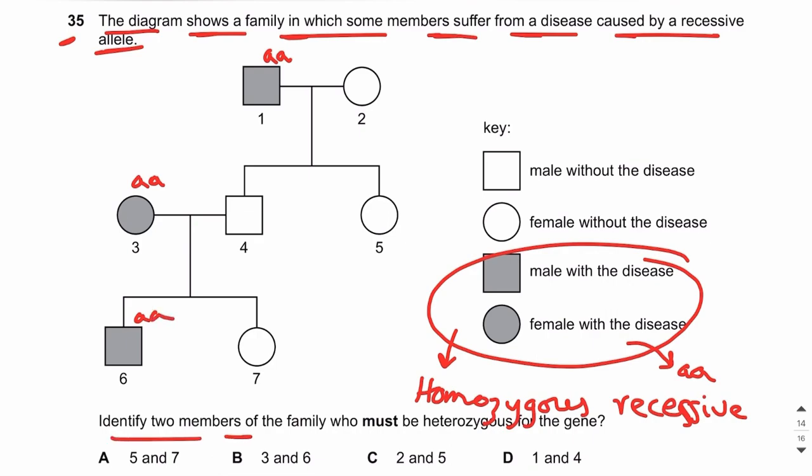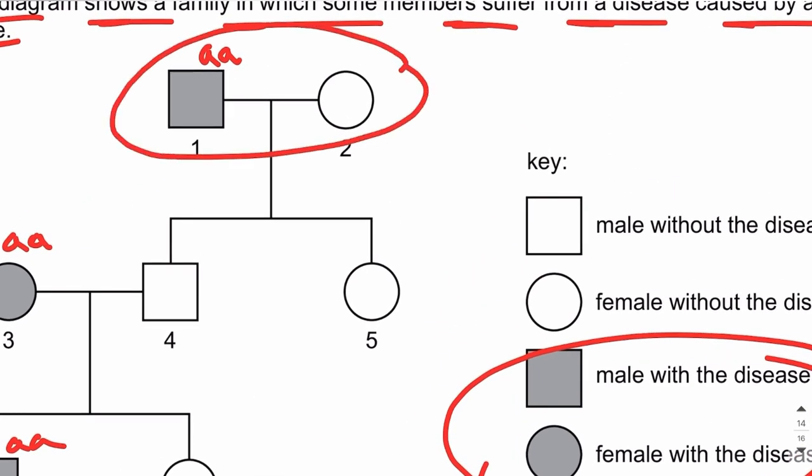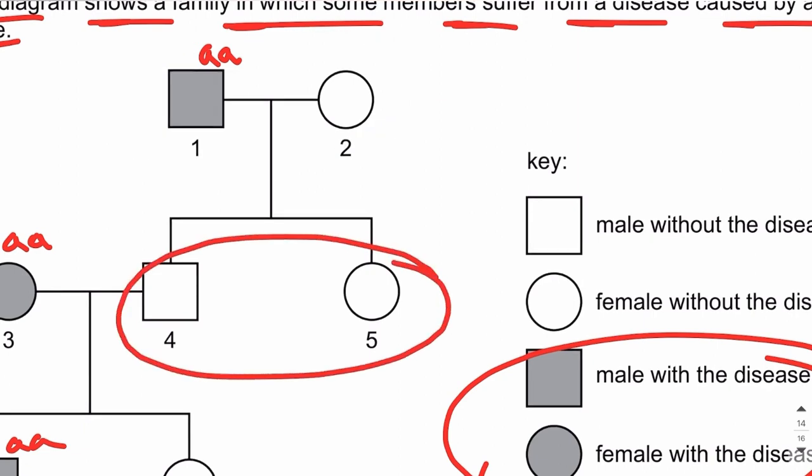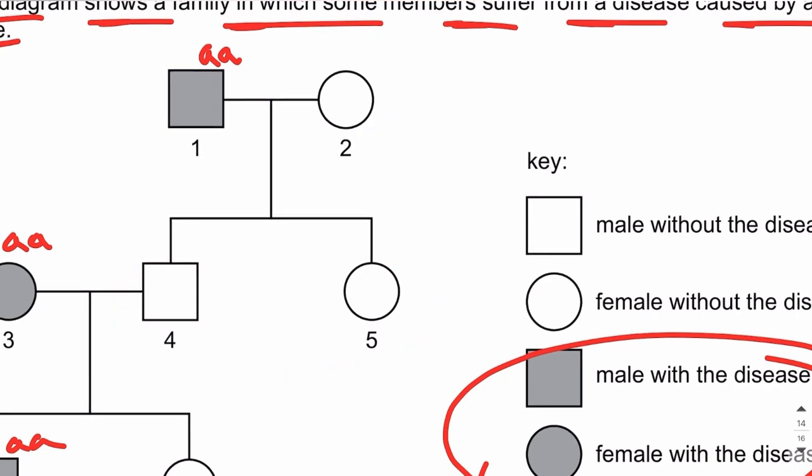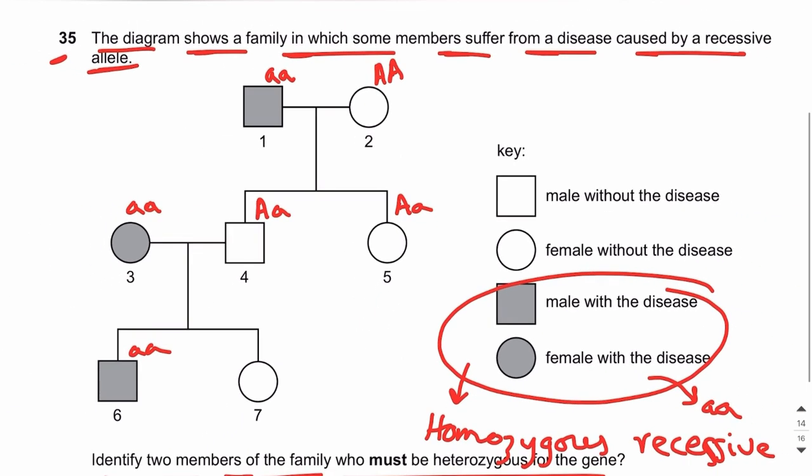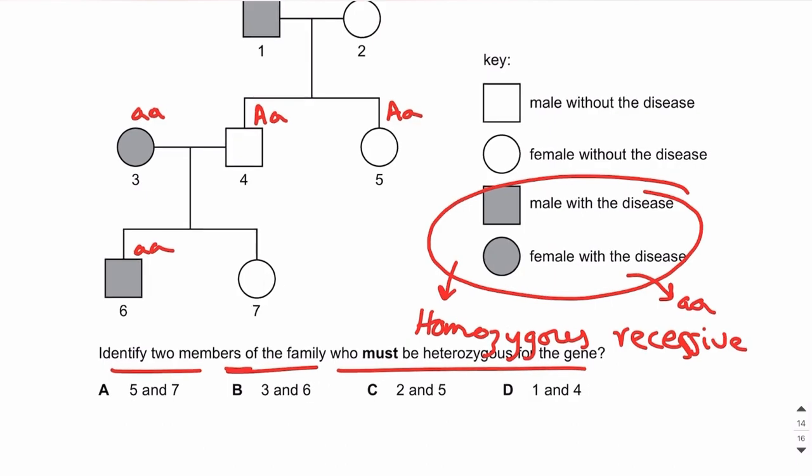Identify two members of the family who must be heterozygous for the gene. So guys, if we look at the couple 1 and 2, they produce all offspring which are normal and not diseased. It means that 2 is homozygous dominant, right? Because if 2 is homozygous dominant and both the alleles are dominant, the children will be heterozygous, right? And obviously, if they're heterozygous, they will not get the disease because the disease is due to the recessive allele, and a person can only get the disease when both the alleles are recessive. So 4 and 5 are heterozygous.